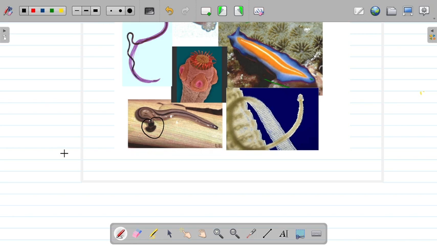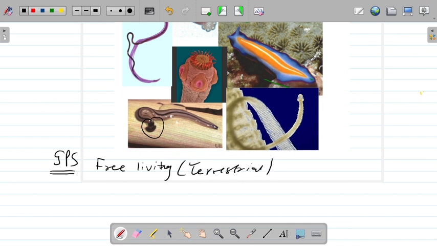Now, GPS. Let's look at their characteristics. These are free living or parasitic. Some of the free living forms are aquatic. They may live in either fresh water or marine water. It depends. The free living organisms that are terrestrial live in damp environments, so environments that have water.